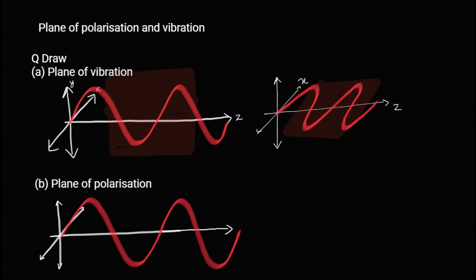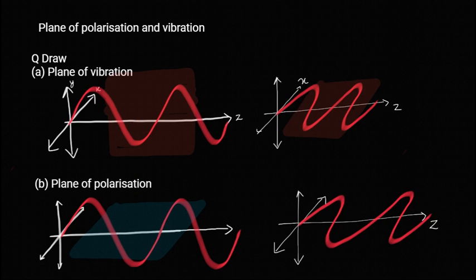So can you see this blue plane? This plane is perpendicular to the plane of vibration, isn't it? And it contains the direction in which the wave propagates. So this is known as your plane of polarization. Similarly, let's do this for this wave also.